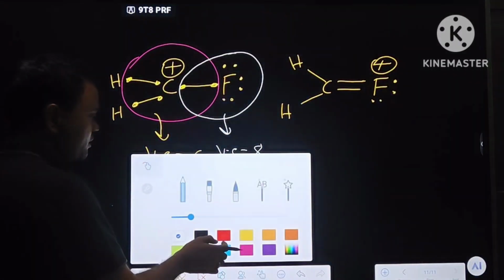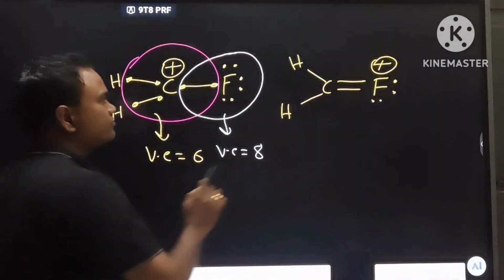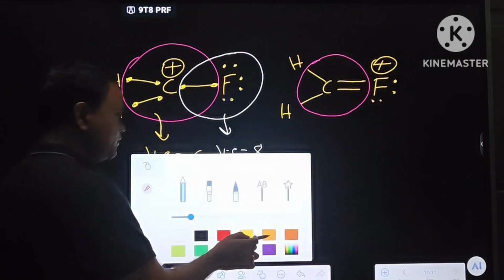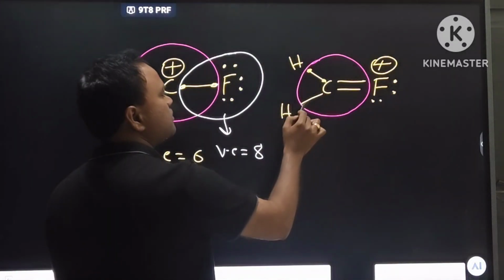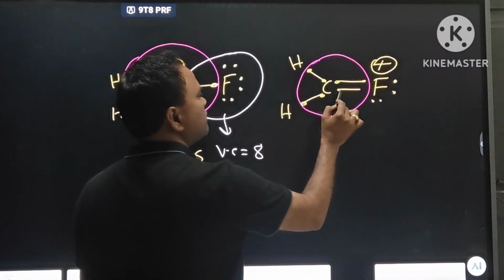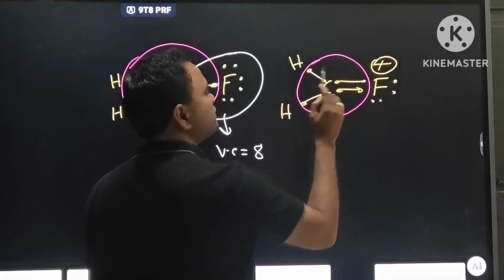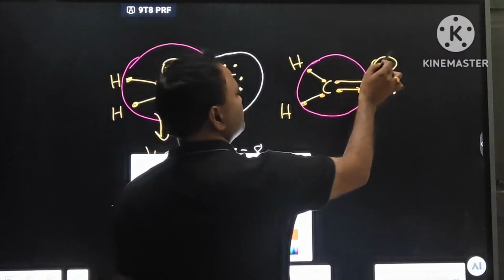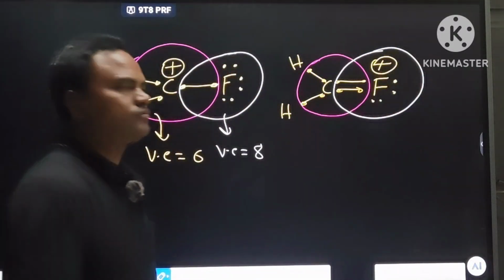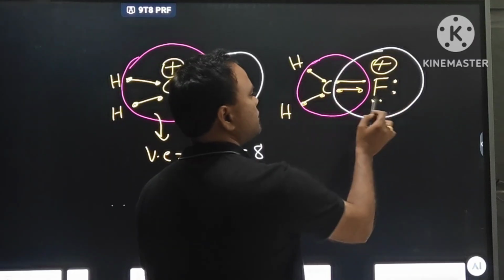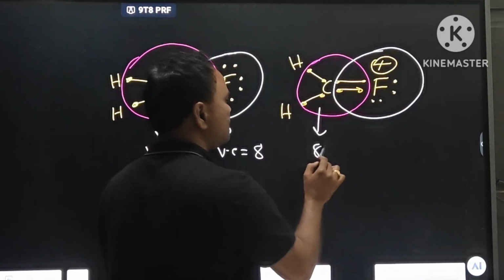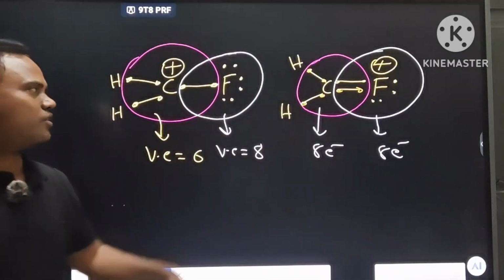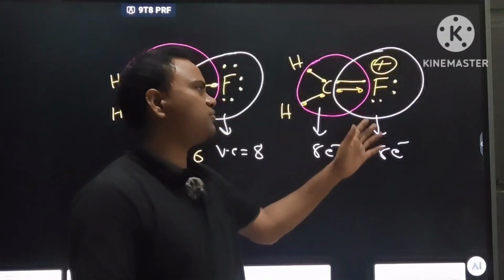Coming to the second structure. In the first circle, around carbon, how many electrons are present? Count all the electrons: 1, 2, 3, 4, 5, 6, 7, 8. In the second circle, 1, 2, 3, 4, 5, 6, 7, 8. Here 8 electrons are present, and here also 8 electrons are present. So that is the reason. Around carbon and fluorine, octet is present. That's why it is more stable.